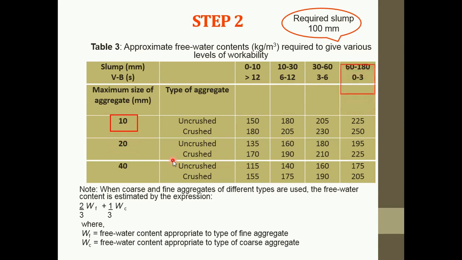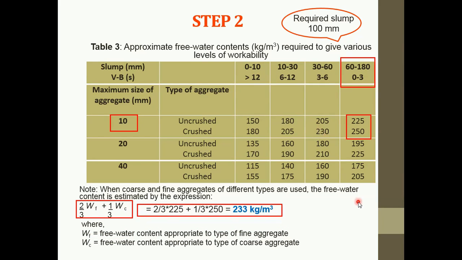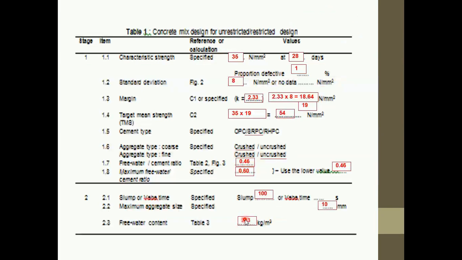Since we have uncrushed and crushed aggregate, you have to calculate the free water content using this equation. WF is the water content for fine aggregate, and WC is for coarse aggregate. You just calculate using this formula and you get the free water content equals 233 kg per meter cube. So you substitute into your design form in stage number 2. We complete design stage number 2.